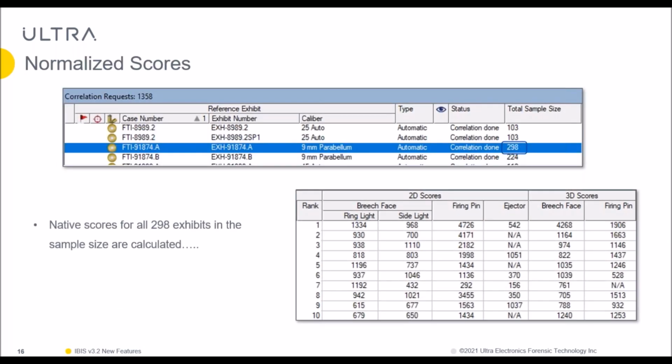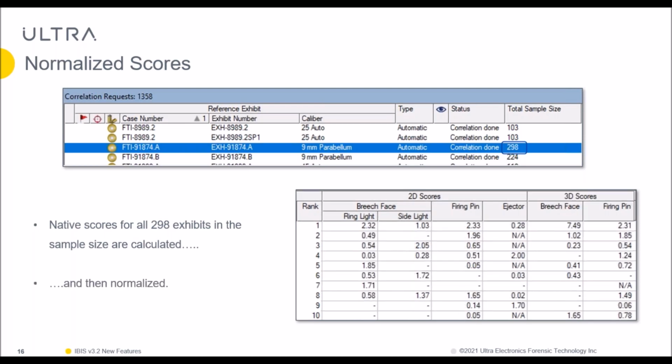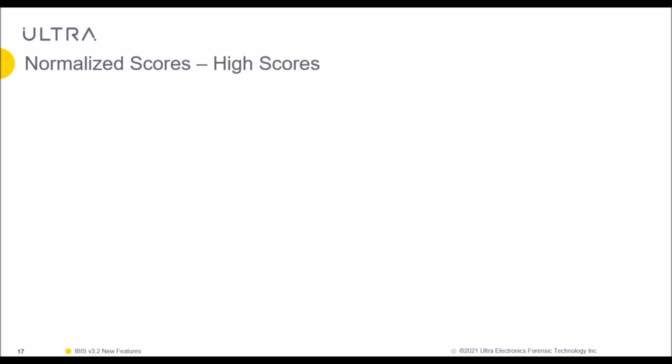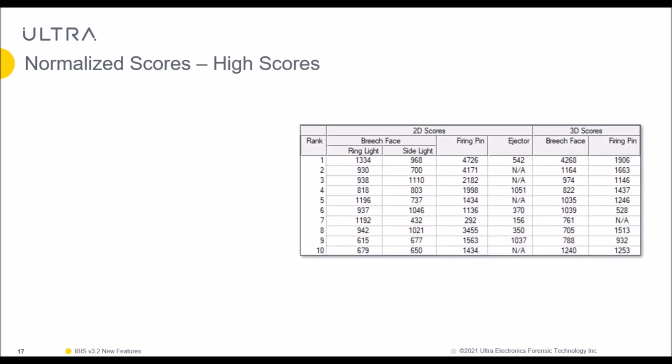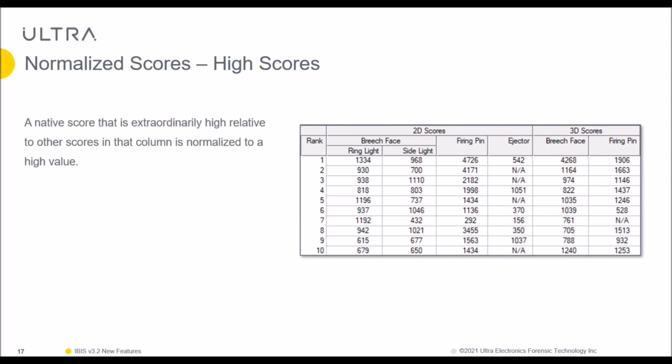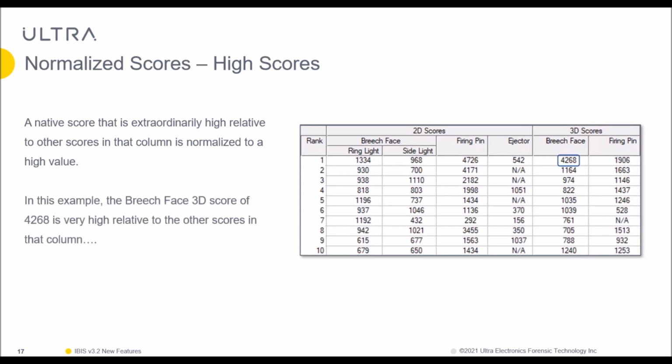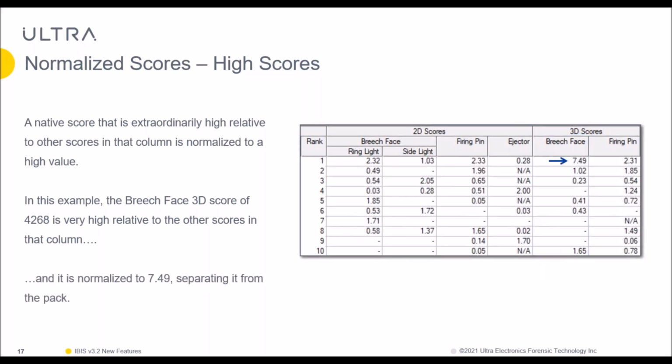So what happens next is that these 298 exhibits are correlated with the reference exhibit, and native scores for all image types are calculated and then normalized. So what do those normalized scores mean? Now, a native score that is extraordinarily high relative to other scores in that column is normalized to a high value. Now, we're only looking here at 10 results rather than the entire 298, but this will give us an indication of what's happening. In this example, the breech face 3D score of 4,268 is very high relative to other scores in that column, and it's normalized to 7.49, which separates it from the pack. Now, that's an example of a high normalized score.